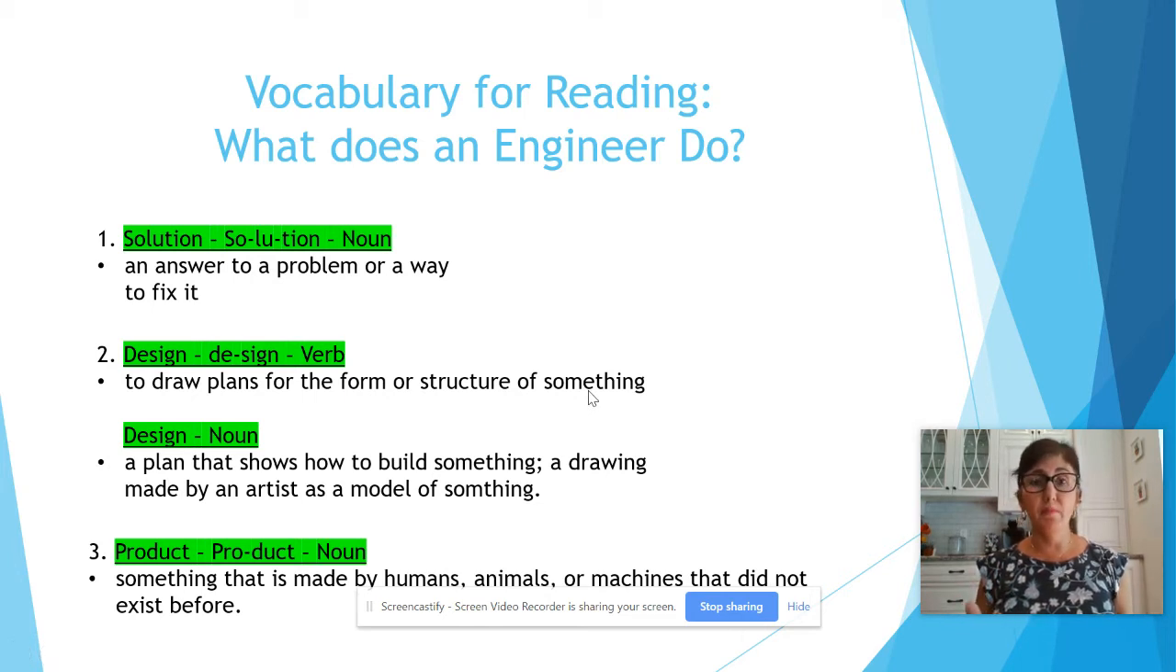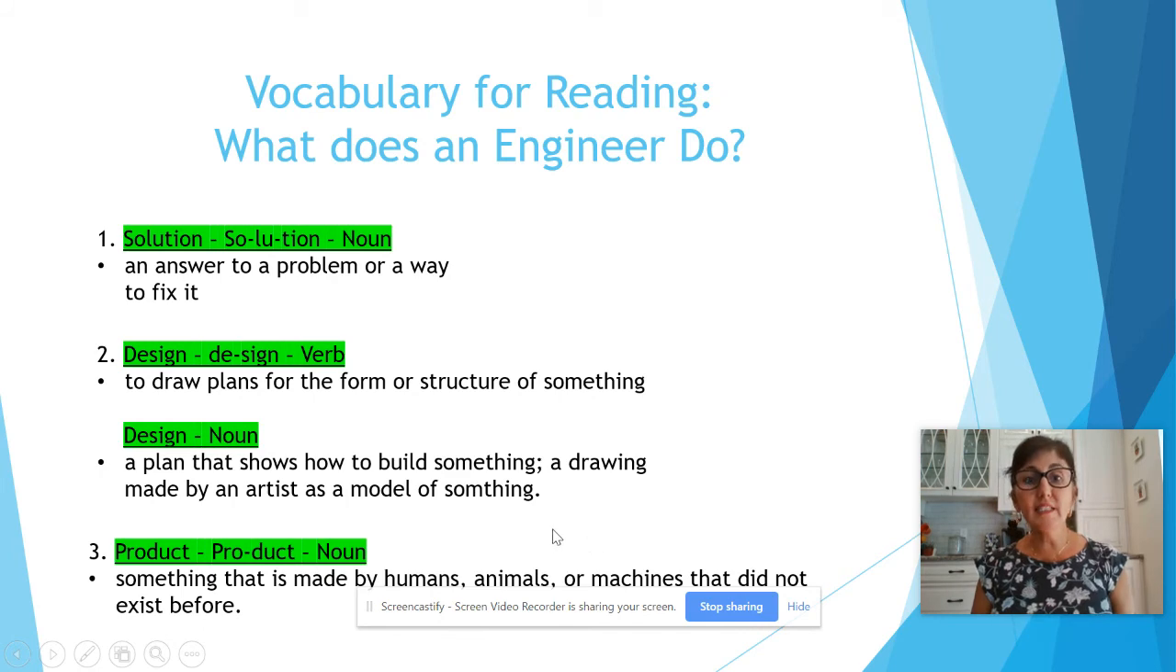It could be a verb, but guess what? In English, sometimes verbs are also nouns. So this definition of design is a plan that shows how to build something. It's a drawing made by an artist as a model of something. Ooh, something's misspelled. I need to fix that. And finally, number 3, the product. Product is a noun. It is something that is made by humans, animals, or machines that did not exist before.